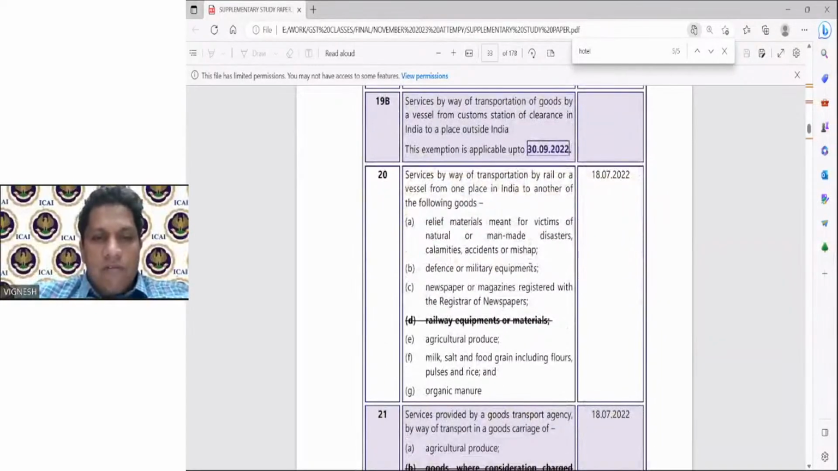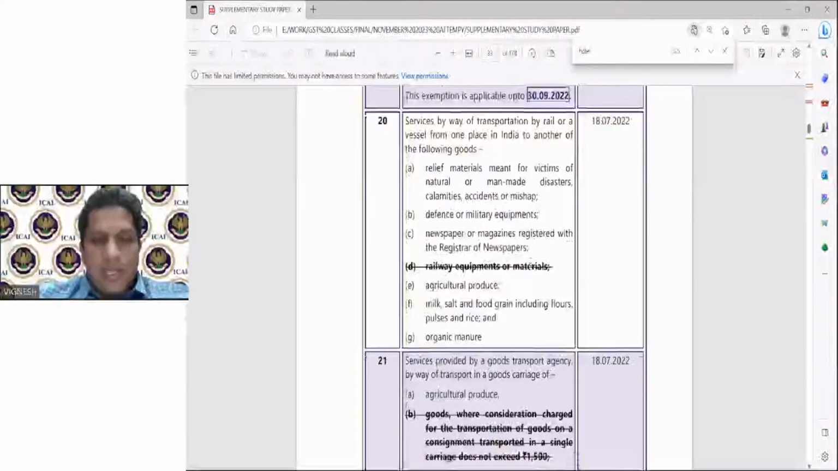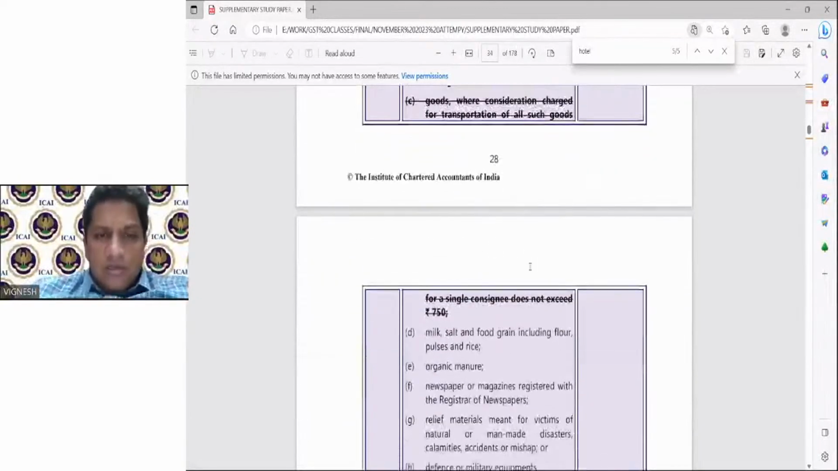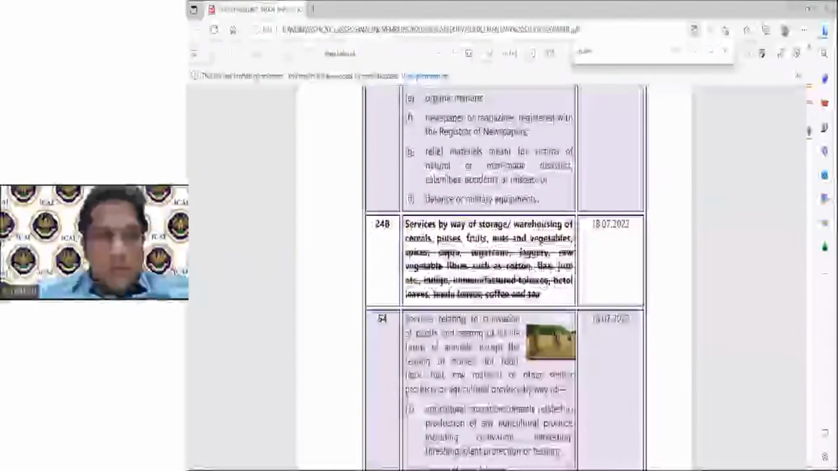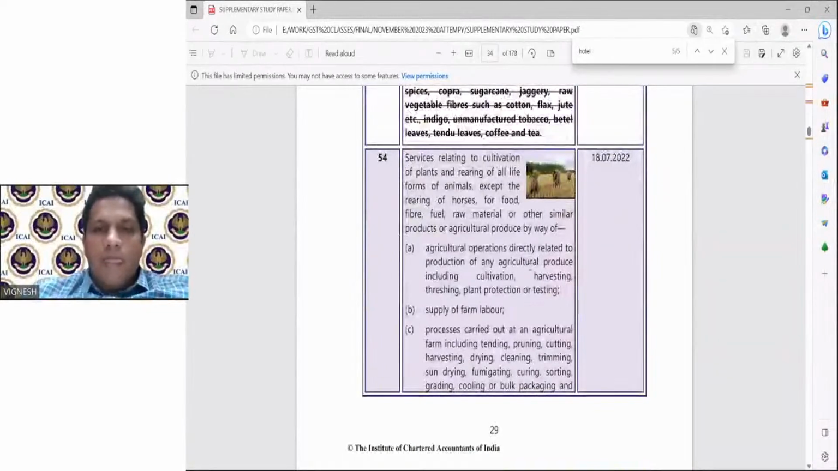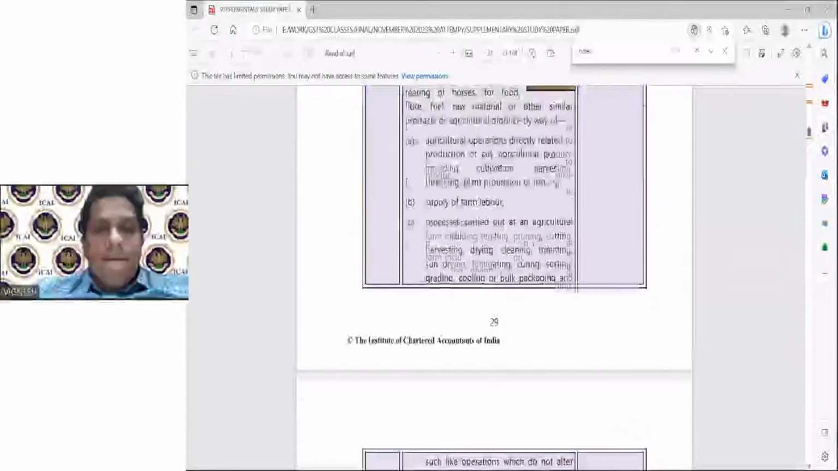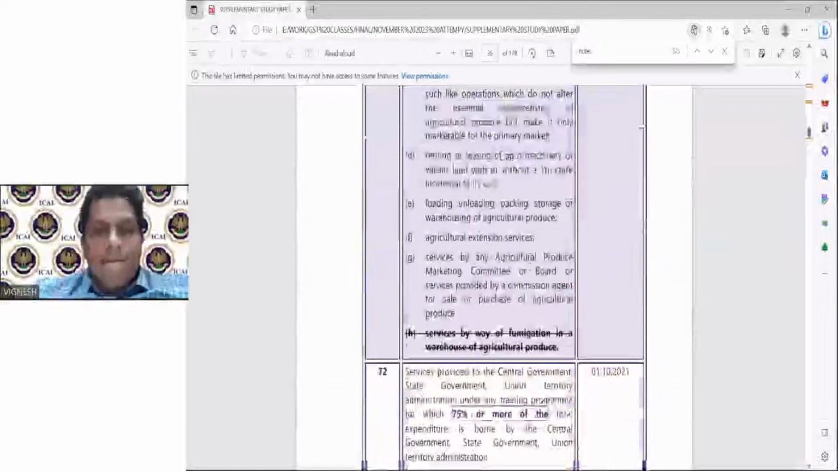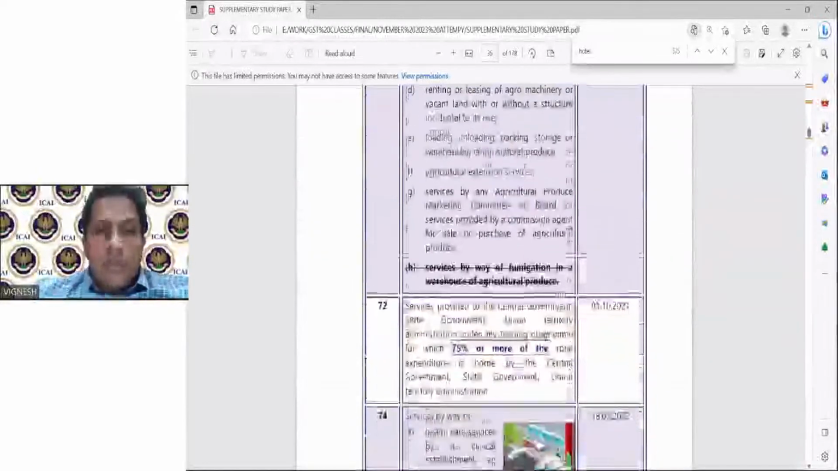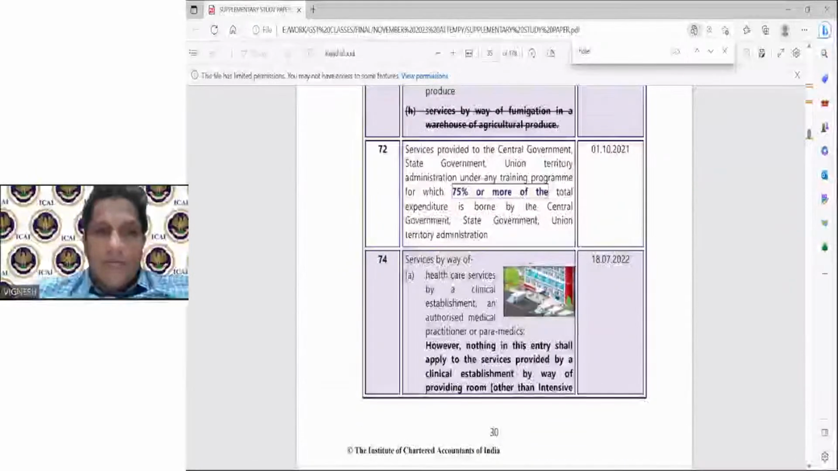As I told you, railway equipments or materials have been deleted. Okay, this also we have already covered. Entry number 21, this 1500 and 750 are no longer there. This also we have seen. Storage warehousing only of cereals, pulses, fruits and vegetables has to be covered. This one also we have seen. Fumigation of agricultural produce is being deleted, already there in the other entry.